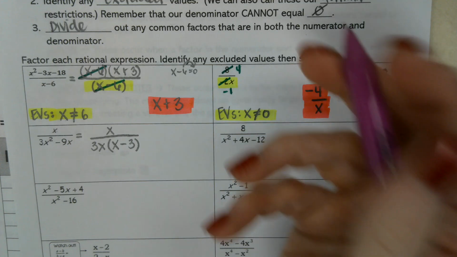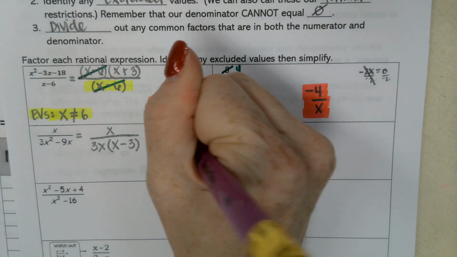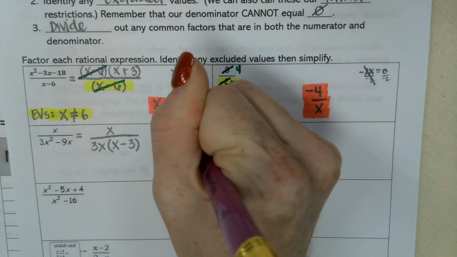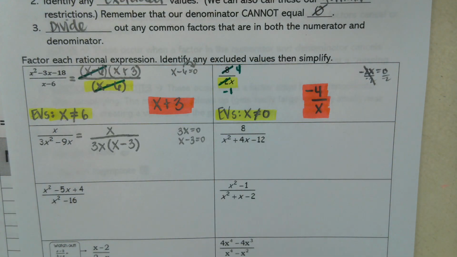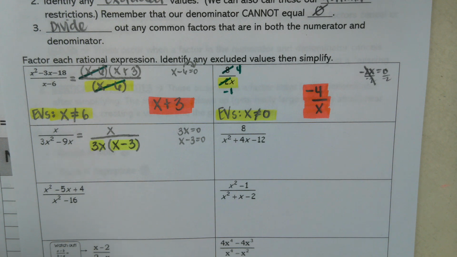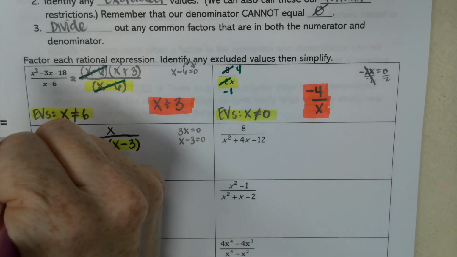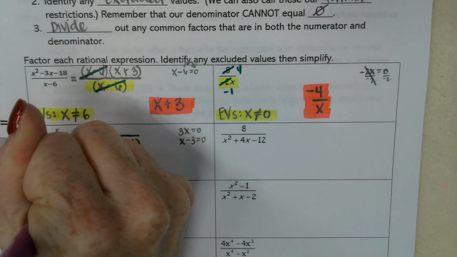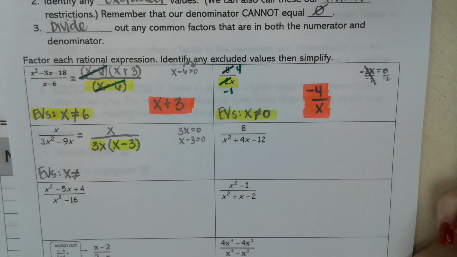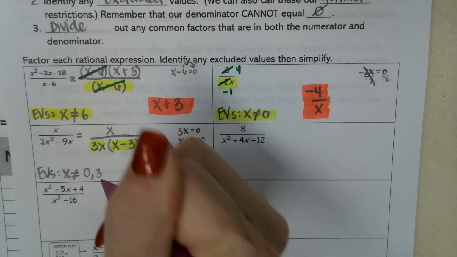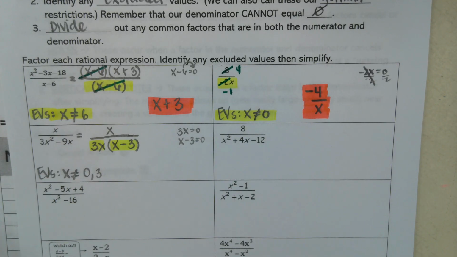Okay. Now, here I have two things that I would be setting equal to 0 to solve for x. Okay? Anything that has a variable I am concerned about. So right here, my excluded values, I actually end up with two things. What are my two excluded values here? 0 and 3. Perfect. 0 and 3.